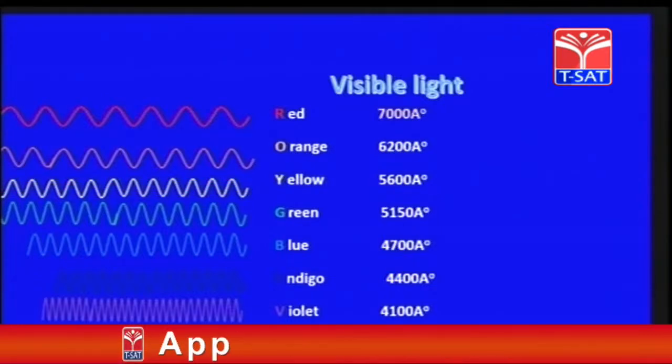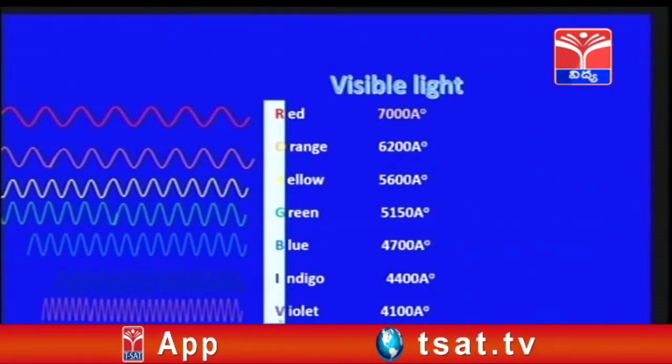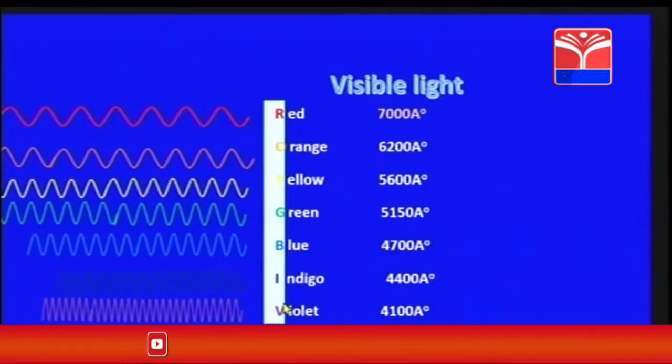If you take the first letters of all the color names, read from bottom to top, that is VIBGYOR. So this is known as the VIBGYOR spectrum of visible light.